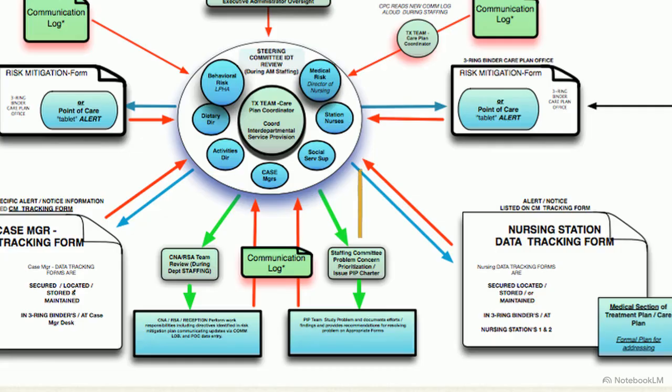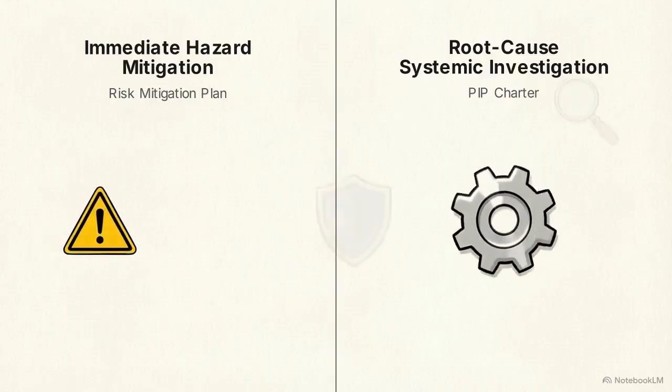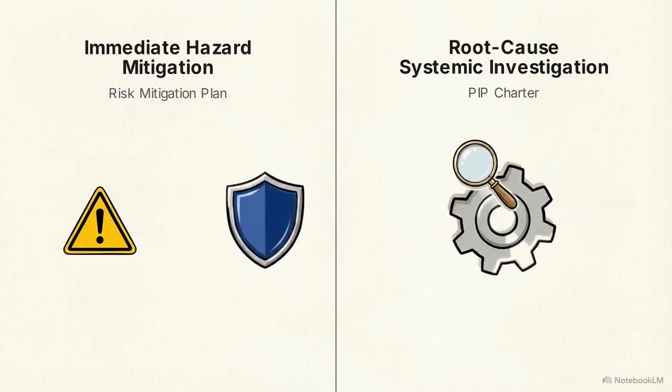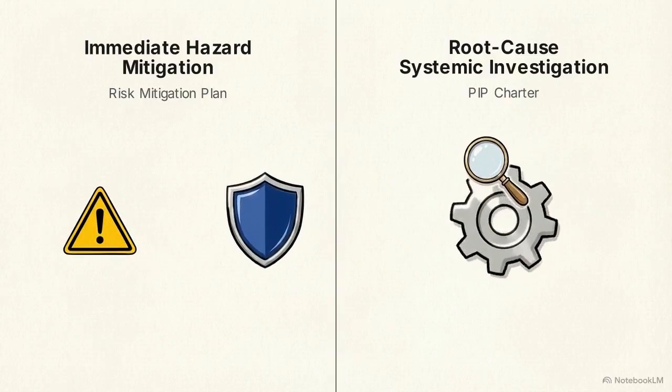When this happens, the committee triggers a PIP charter. They deploy a dedicated performance improvement project team to investigate the system and resolve root cause errors. This dual output system addresses immediate hazards on the floor while using PIP charters to investigate root cause systemic vulnerabilities.